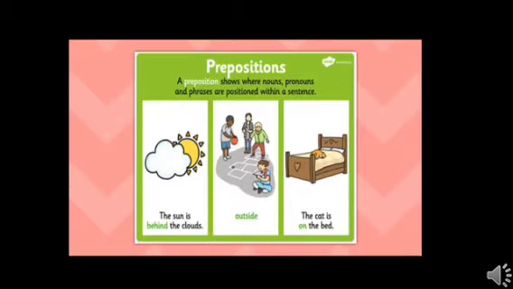You can see the pictures over there. The sun is behind the clouds. There is a cloud and a sun. You can find the sun behind the clouds. So behind is the preposition. It is telling where the sun is. Outside. Children, you can find many children playing over there. Where are they playing? They are playing outside. The cat is on the bed. So where is the cat? It's on the bed. On is the preposition. It is showing the position where the cat is.